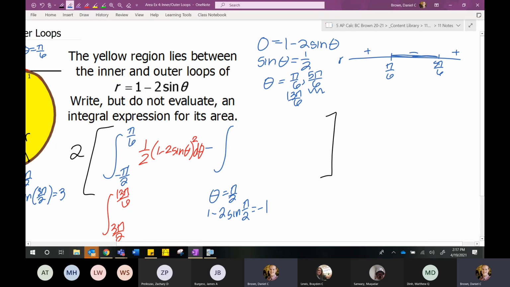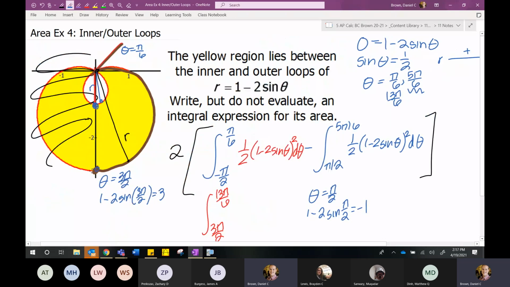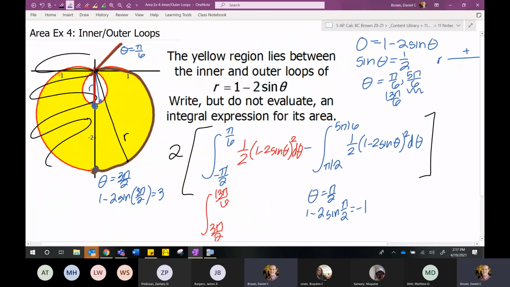So where's that negative r ending at? It's ending at 5 pi over 6. I'm putting it up top because it's bigger than the pi over 2. And then we have the formula 1/2 r squared d theta. And again, I did have to multiply this by 2 because we just did half of it to find that area.